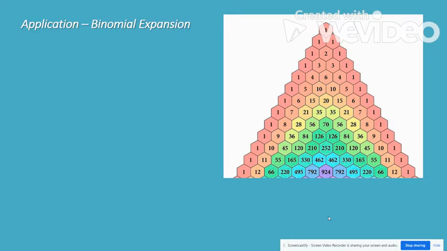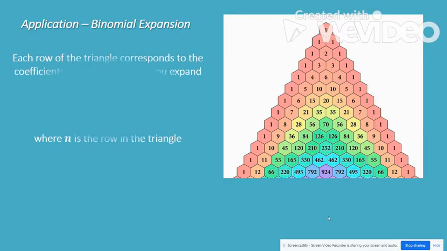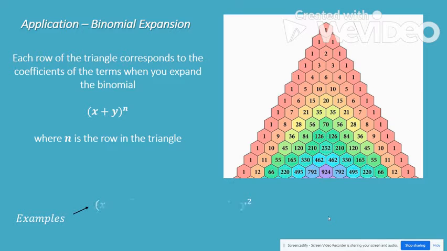So one of the interesting applications of Pascal's triangle is one that we've learned already in Algebra 2, which is all about binomial expansion. So if you recall, each row of the triangle corresponds to the coefficients of the terms when you expand a binomial in the form x plus y to the n power, where n is any of the rows in your triangle. So for example, if we wanted to expand x plus y squared, it would equal 1x squared plus 2xy plus 1y squared. And what I want us to focus on is the coefficient of each of those terms.